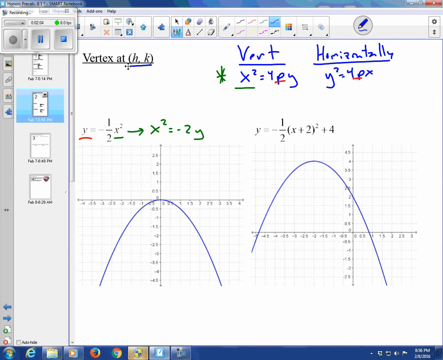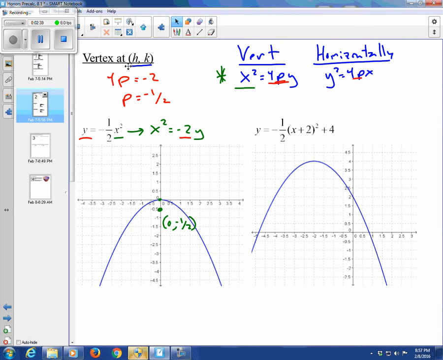Now right here what we can see is that we have that coefficient 4p as -2 within the form of our equation. So we can say 4p equals -2, and that gives us a p-value of -1/2. And with that p-value, that focal length, we can define the position of the focus and the directrix. We know that the p-value of -1/2 is going to be the distance from the vertex to the focus. So that gives us a focus of (0, -1/2).